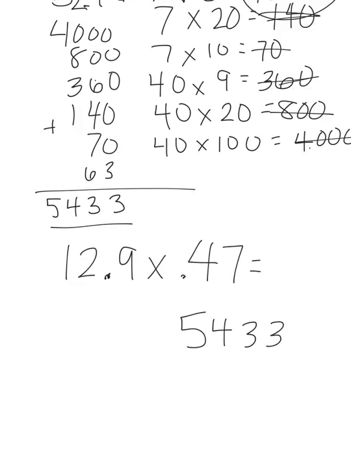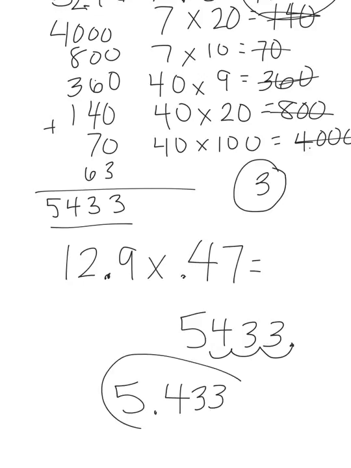Right, so 5,433. But don't forget that when I made those whole numbers, I moved my decimal a total of 3 times. So the very last step that I want to do is put my decimal on the end of that product and move it back or shift it back to the left 3 times. 1, 2, 3. So my answer is 5 and 433 thousandths.